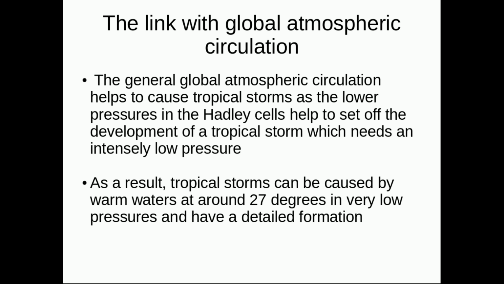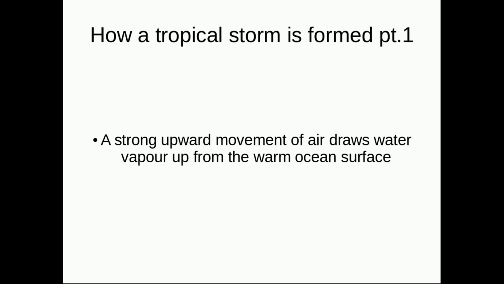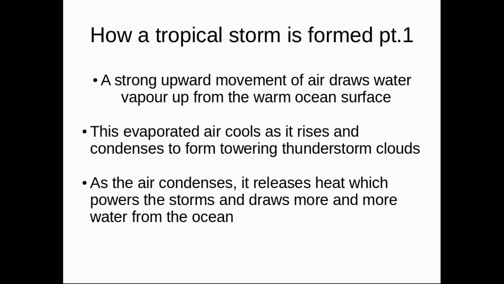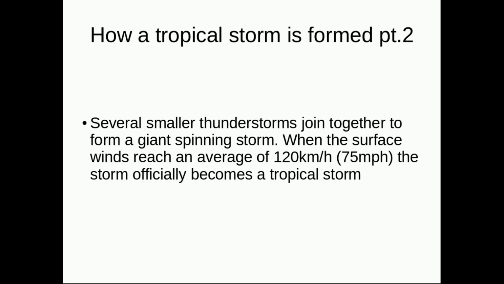Tropical storms are caused by warm waters at around 27 degrees in very low pressures, and their formation sequence goes along like this. At stage 1, a strong upward movement of air draws water vapour up from the warm ocean surface. At stage 2, this evaporated air cools as it rises and condenses to form towering thunderstorm clouds. At stage 3, as the air condenses, it releases heat which powers the storms and draws more and more water from the ocean. At stage 4, several smaller thunderstorms join together to form a giant spinning storm.